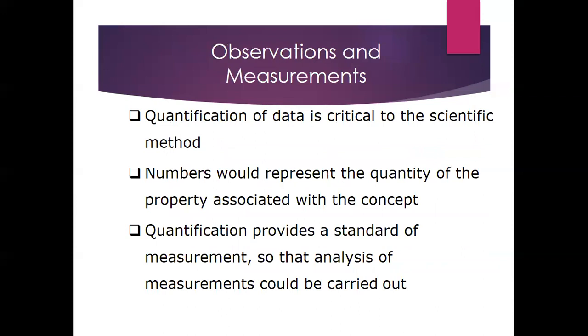Right, so now we want to talk about observations and measurements. Quantification of data is critical to the scientific method. We need to be able to measure things, quantify the variables that we keep talking about, the independent variable and the dependent variable. We need to be able to measure them. Those are our observations we need to measure. All right. So numbers must represent the quantity of the property associated with the concept.